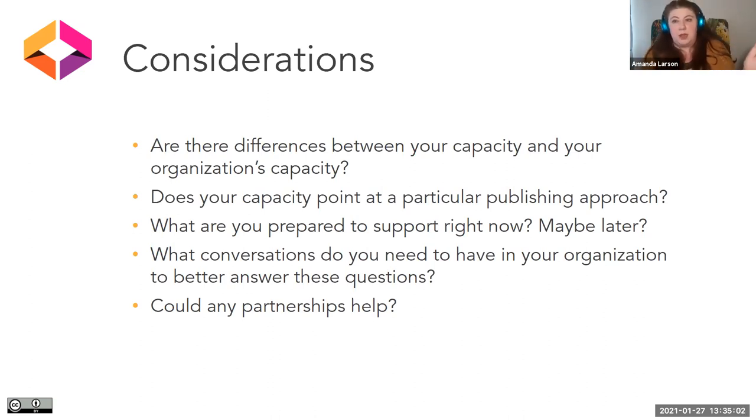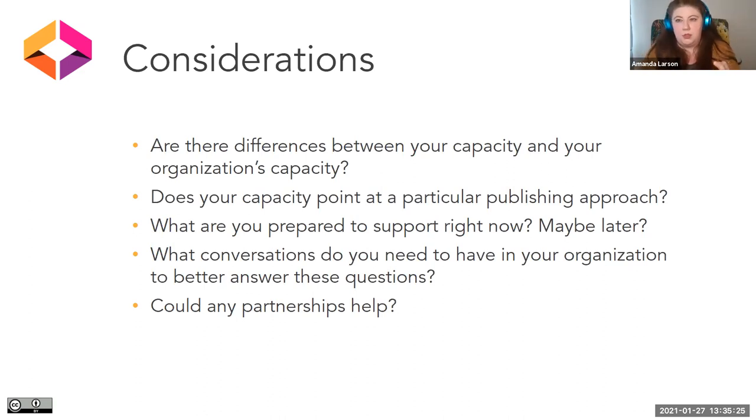So we've talked a little bit about what it might look like at a big one, where you're going to have a bunch of different stakeholders who are going to have opinions about everything. And then also the do-it-yourself model, where it's maybe you and just a couple of people. So if you're looking at your capacity through some self-reflection, which way does it point for you? Maybe it's a mix of the two. What are you prepared to support right now?